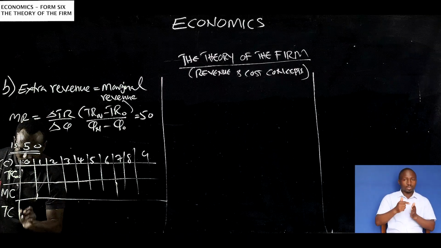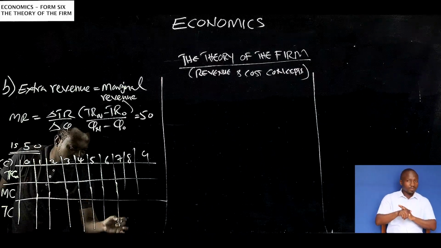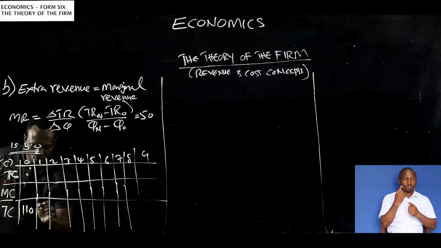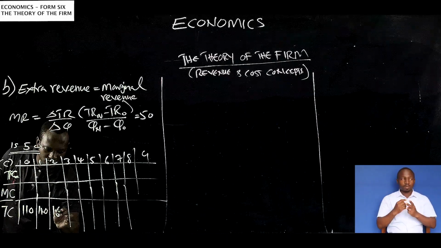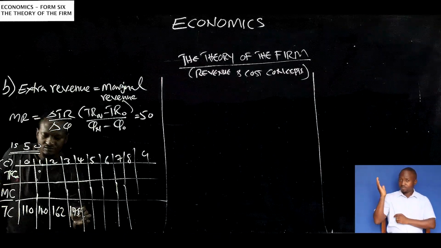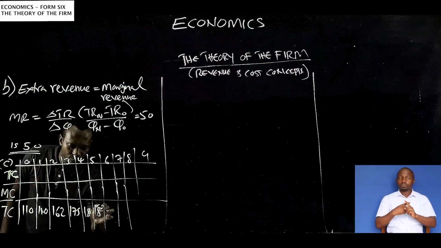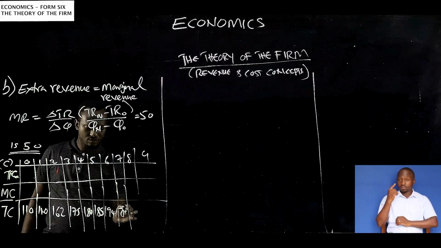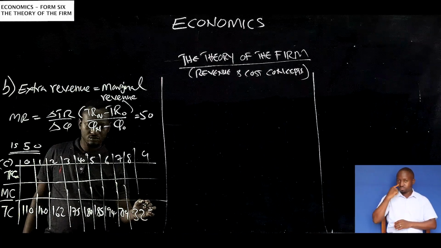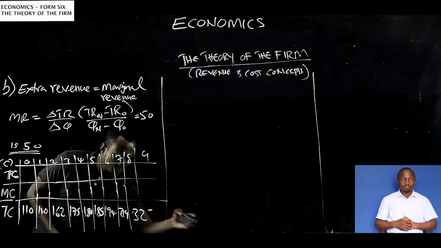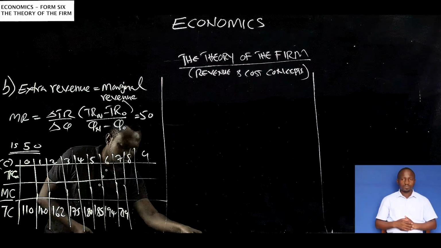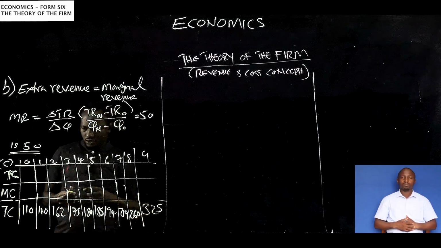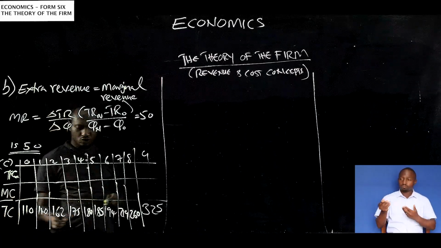Total cost at 0 is 110, at 1 it is 140, then 162, 175. So from our question, we were given total costs at all levels.